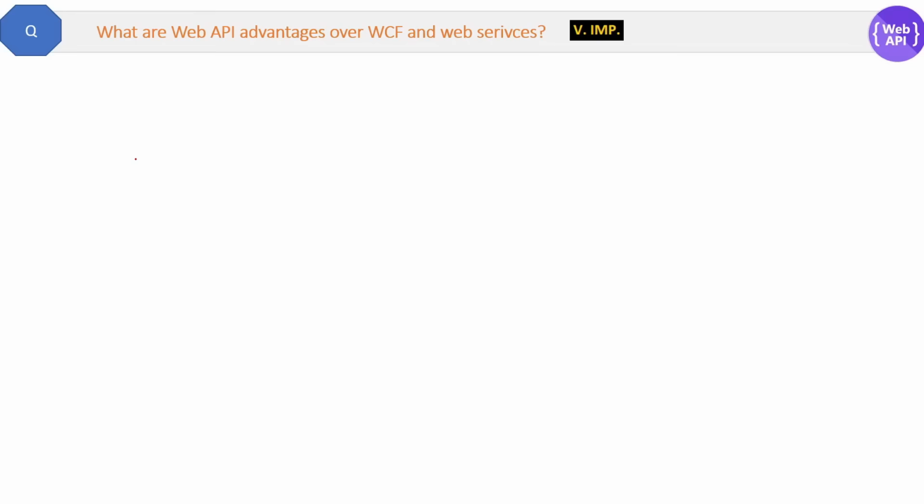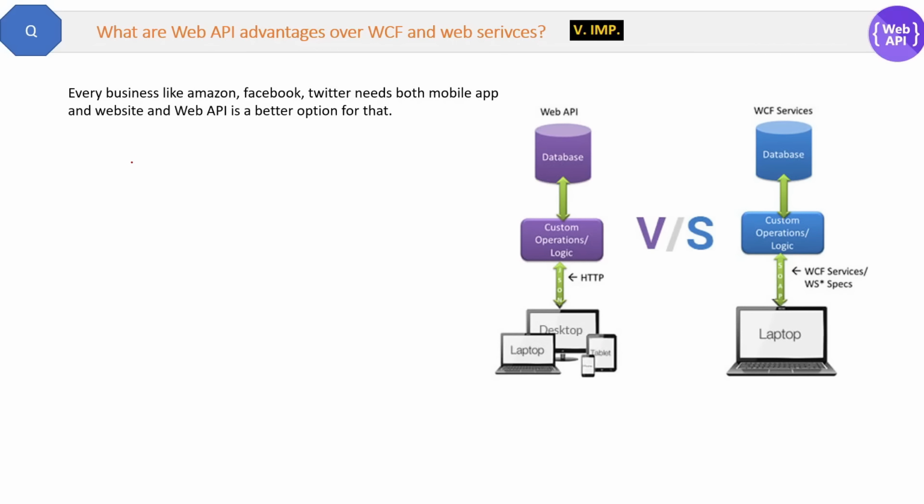The answer is here. Every business like Amazon, Facebook, Twitter needs both a mobile app and a website for their business, and Web API is a better option in that case because Web API acts as an intermediary between the database and the UI technologies, which can be Angular or React, so it is not tightly coupled with it. That is the main reason. Web API, which can be written in C#, Java, Node.js, is different from the front-end technologies like React and Angular. So they are independent, not tightly coupled.